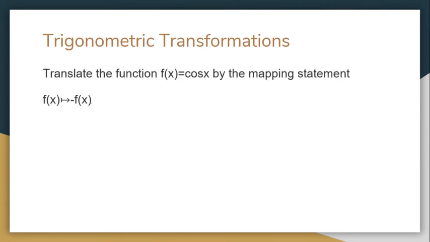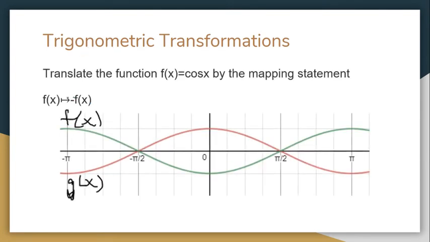So now we have cosine of x, and we want to translate it just with the negative out in front. Remember, the negative out in front is the same: you flip it over. The green one is our original function. When we flip it over, we just change every point. Instead of it being a negative one here, we now have a positive one. So we just flip it over the x-axis.